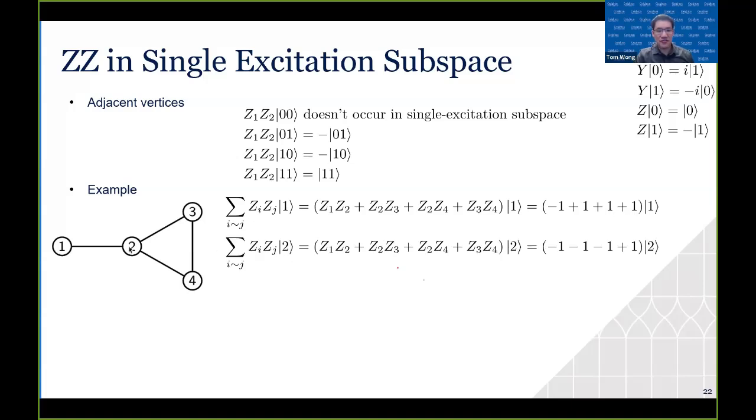If the excitation is at vertex 2, then this Z1, Z2, and this Z2, Z3 because it has a Z2, and this Z2, Z4 because it has a Z2, all three of these are going to give us a -1 because the excitation is at vertex 2. So we're going to get a -1 three times. And then here, between vertices 3 and 4, there's no excitation there, so you get a +1.